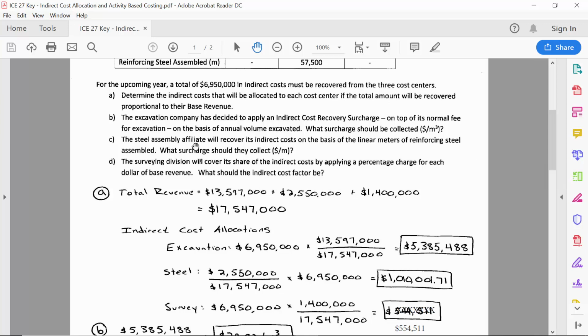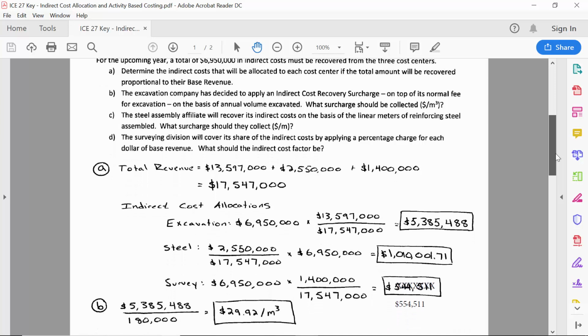So, for example, if the excavation company is going to pass that expense on to its customers and they're going to do it on the basis of the volume excavated, then that means that they're going to have to add on an additional $29.92 for every cubic meter of volume that they excavate. So if they have $5.3 million that they're trying to recover and they excavated 180,000 cubic meters, that means that the surcharge is going to be $29.92 per cubic meter.